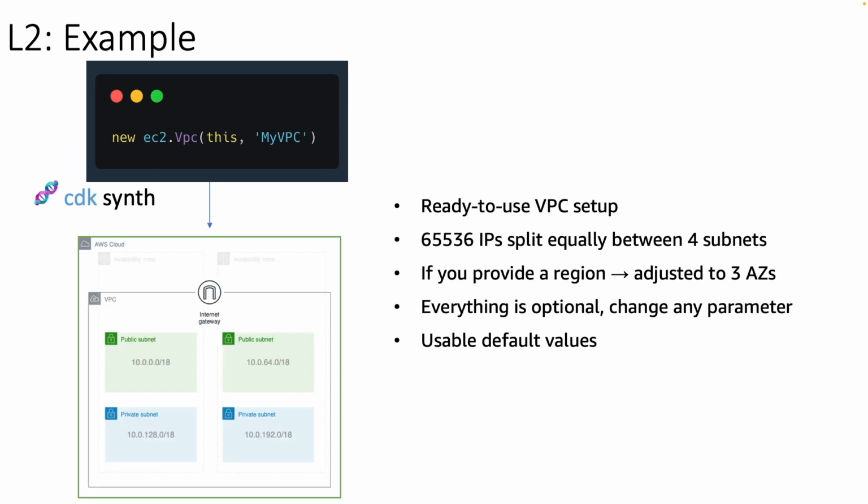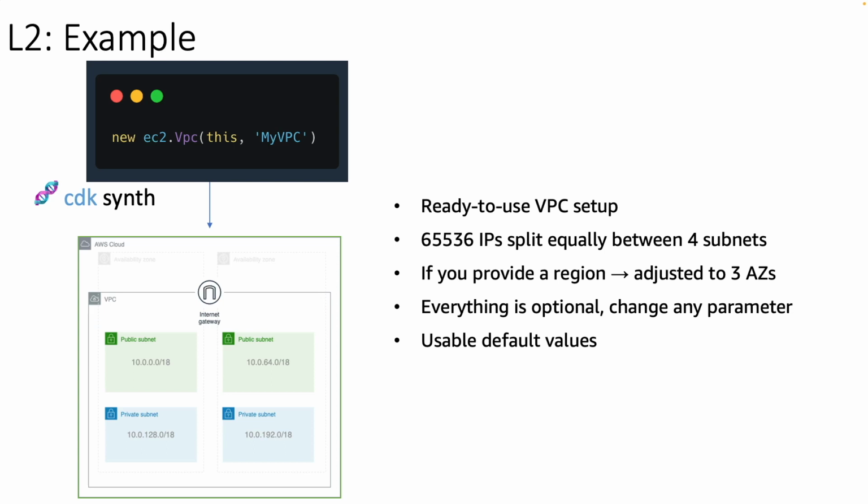Now let's take a look at another example, an L2 example. In this one, we're trying to create a VPC. In a VPC, it will have multiple resources. So this one line of code creates that VPC in a given region and multiple availability zones. There it will create the internet gateway for you, a public subnet and a private subnet, and divide the IPs available in one VPC into 4 subnets. And if you have 3 AZs in a region, it will create in 3 AZs. You can change these default values.